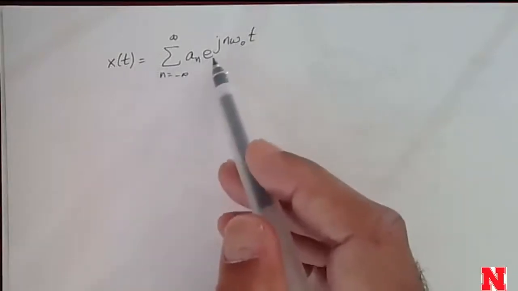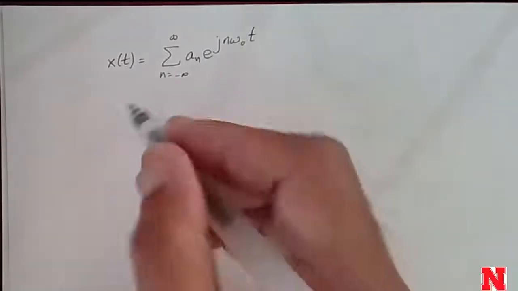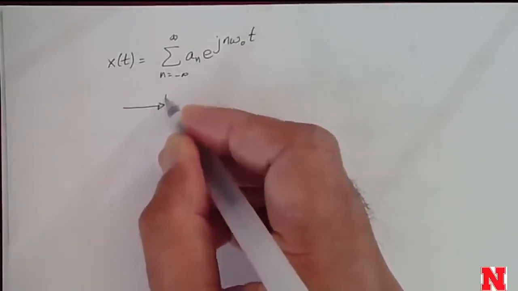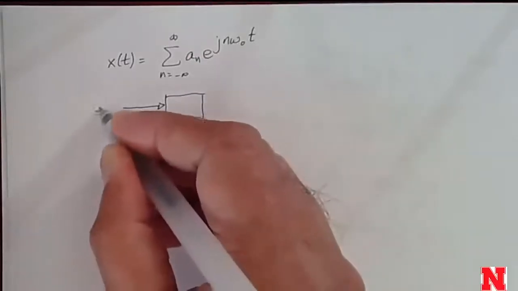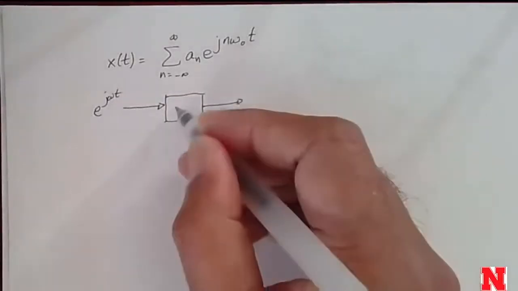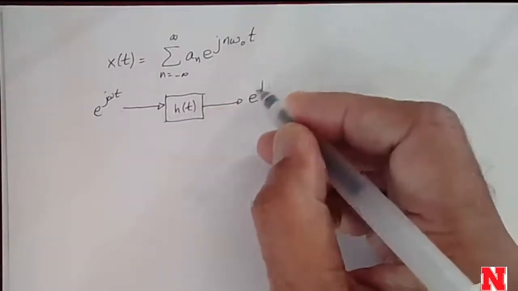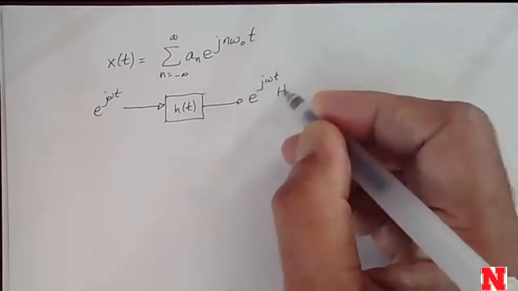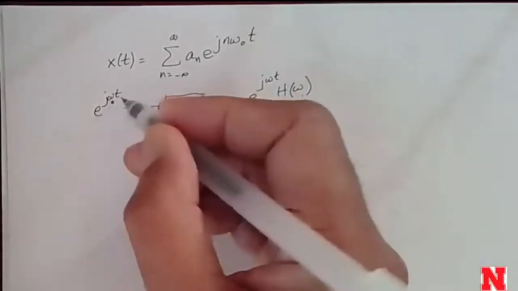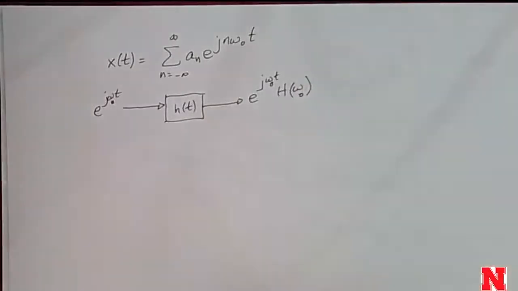What can I do? Well, I can put it through a filter. And how would I do the filtering? Well, that brings us back to where we started from. If you remember, for a linear time invariant system, we have this property that if I have e to the j omega t as an input to a linear time invariant system with an impulse response h of t, then the output will be e to the j omega t h of omega, where this omega and this omega are going to be the same. So if I say this is e to the j omega naught t, then this would be e to the j omega naught t, h of omega naught.